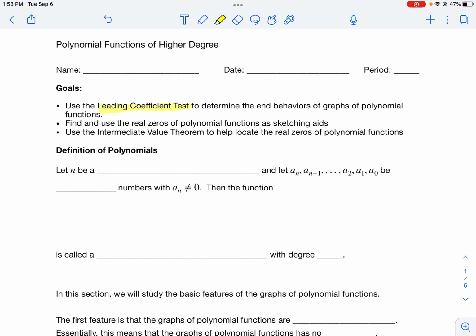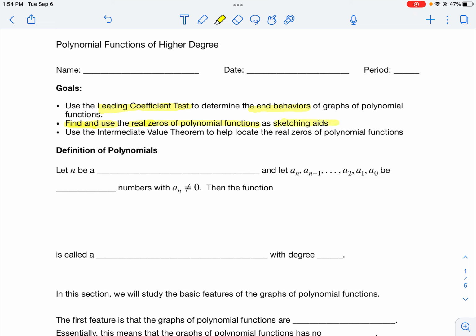The leading coefficient test is going to let us determine the end behaviors of a graph, or basically what's happening at the very extremes of our graph, when x is extremely small or when x is extremely large. That's going to help us translate that into a nice picture of what our function looks like. Then we're going to review how to find the zeros of the polynomial function. We're going to focus on real zeros, and then use that to sketch our graphs.